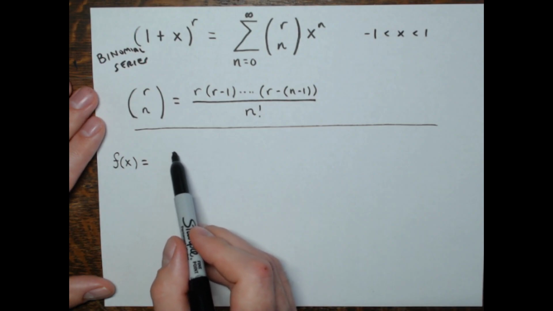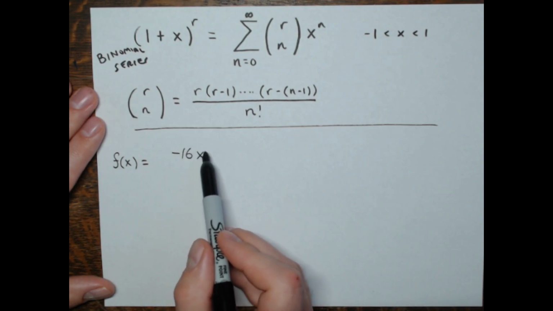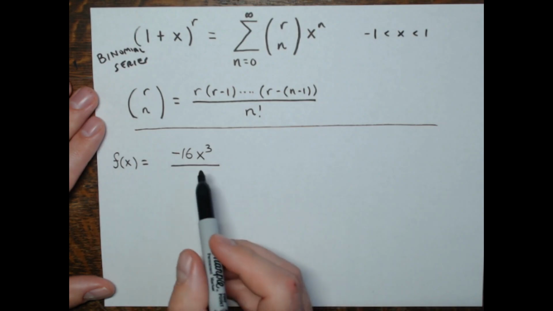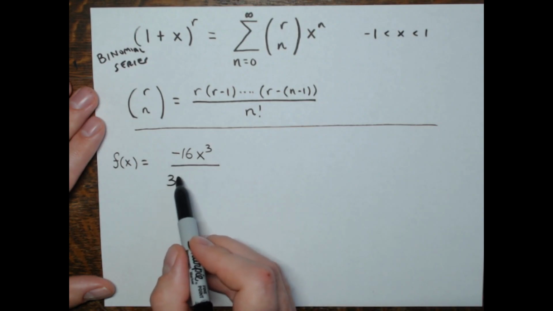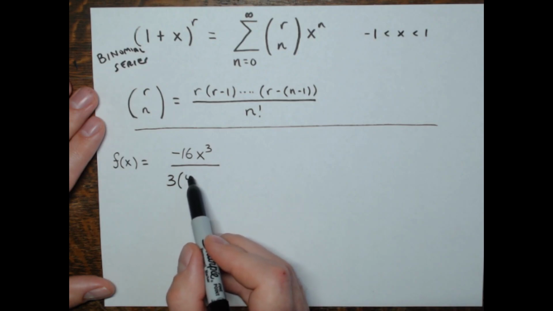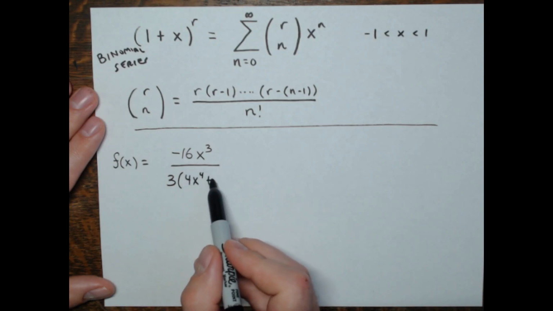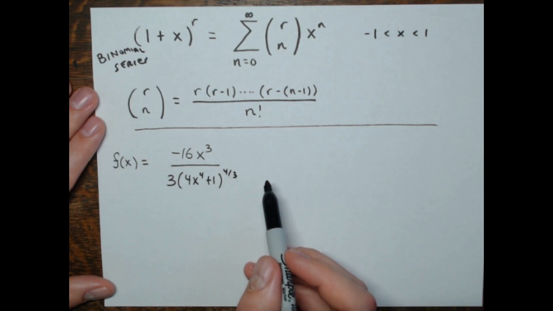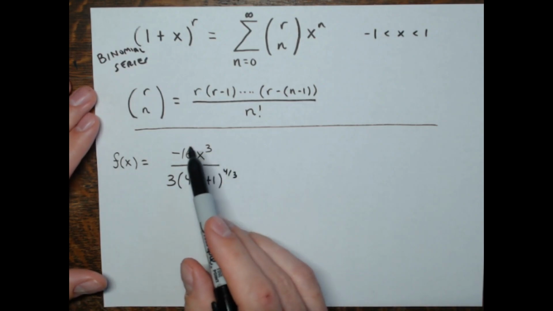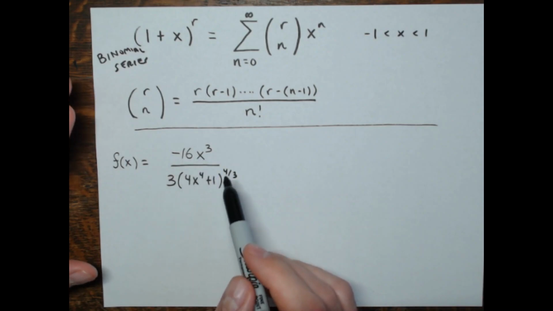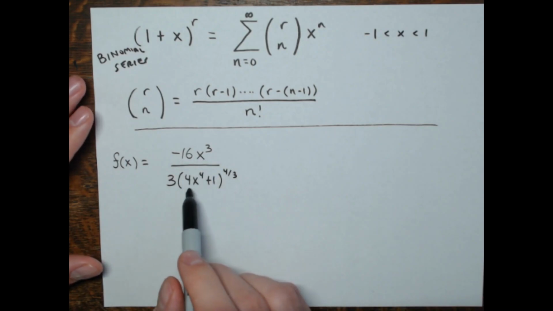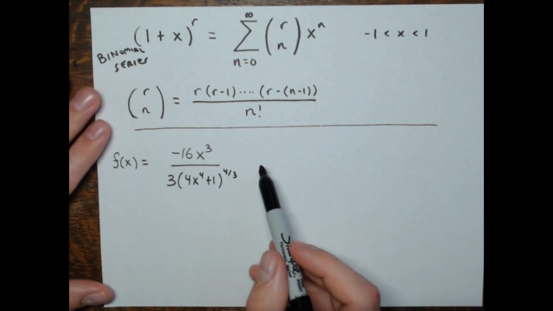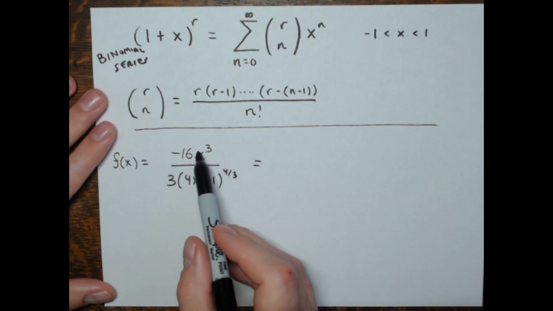The function we're given is negative 16x cubed divided by 3 times the quantity 4x to the 4th plus 1 to the 4/3 power. Now they told you to integrate this thing, which you could. It wouldn't be hard to do with a u substitution or whatever, but here's how I'm seeing it.